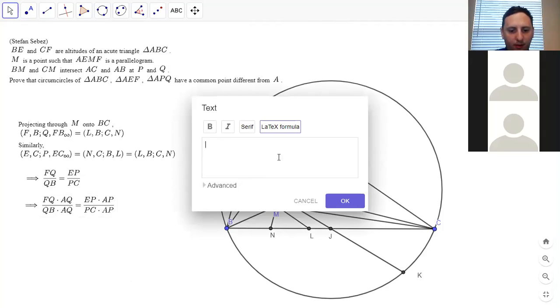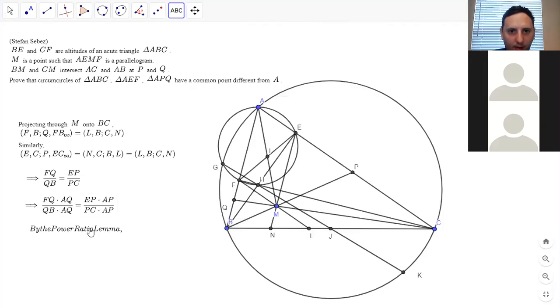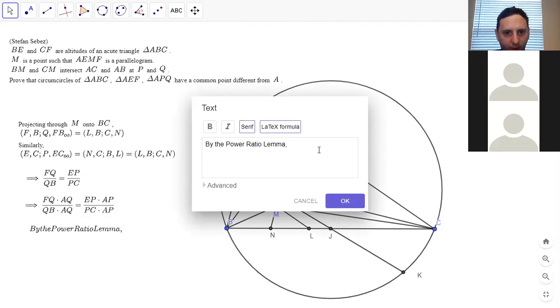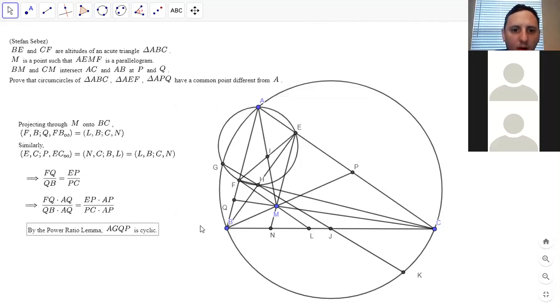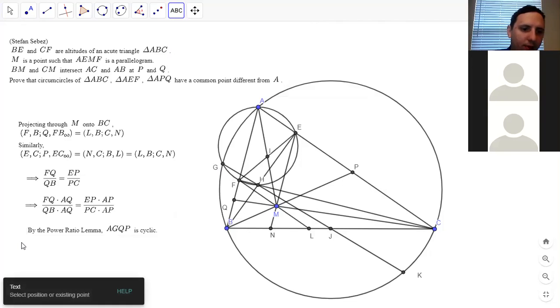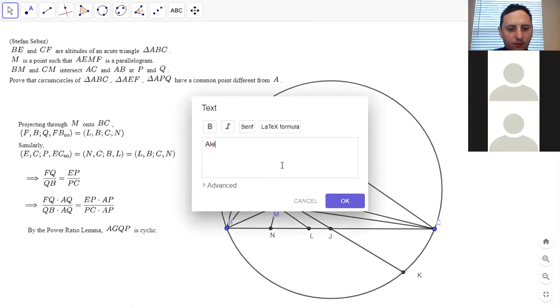All right. By the power ratio lemma, then we have AGQP is cyclic. I should define G in the beginning. Actually, it's just a spiral similarity. Oh, once you have these two? Oh, yeah. Also, the incenter takes FE to QP and QP to BC. Yeah, no, you're right. It's just a spiral similarity. So I'll just say alternatively, we can just use a spiral similarity about G.